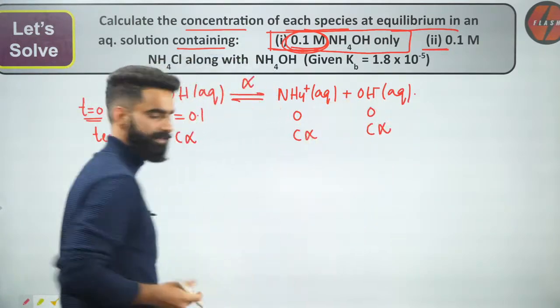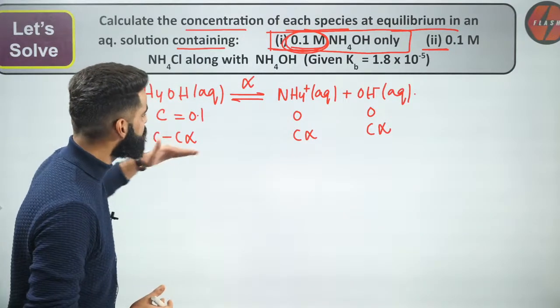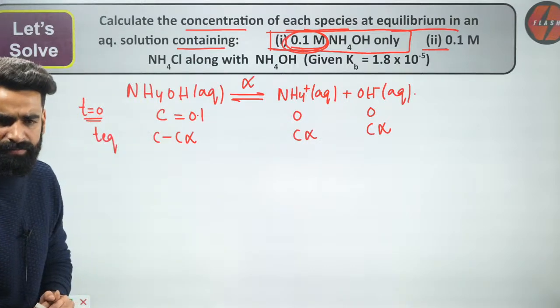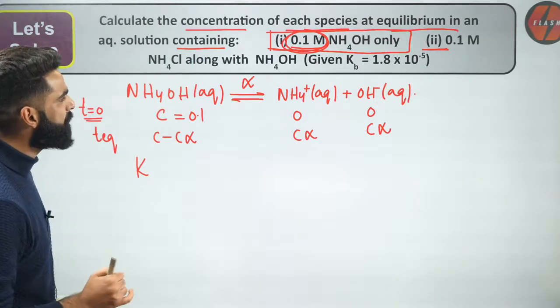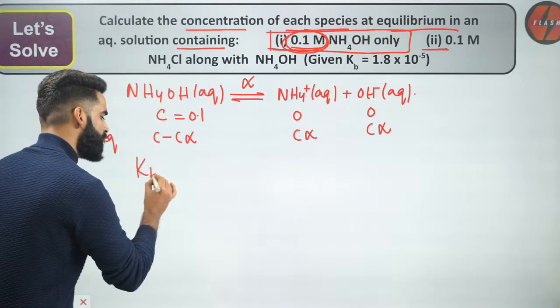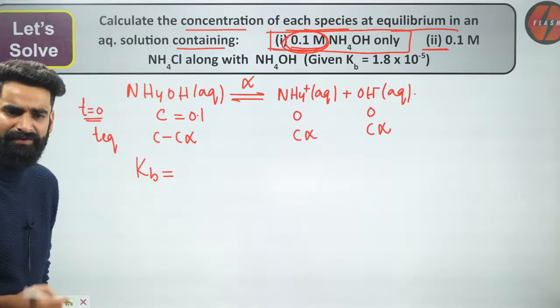It's going to be C alpha. Okay. I got the concentration of each reactant and product right here at equilibrium. Now people, can I write the expression for KB? What is KB? KB is what we call the dissociation constant of this weak base. Yes, I can write its expression.